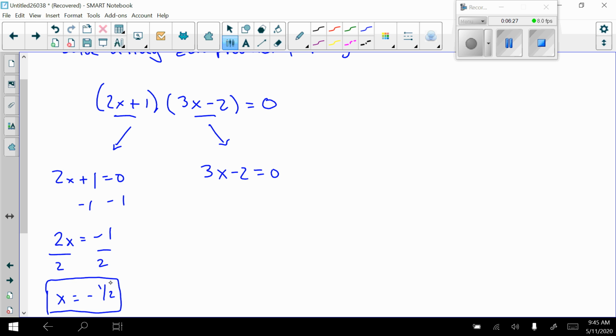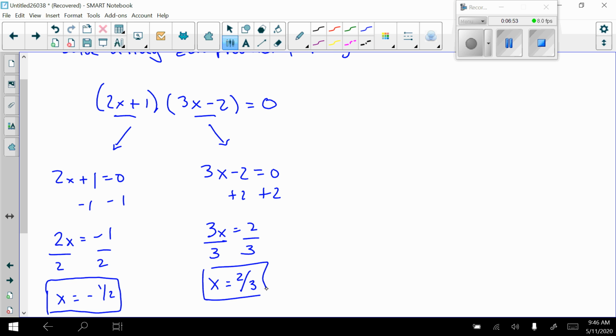Let's solve this one to get my second solution. Again, I have this minus 2. I always do addition and subtraction first. So since this is subtracting, I'm going to undo that by adding. I get 3x equals 2. Now to undo this multiplication by 3, I have to divide by 3. And I get x equals 2/3. And that is my second solution.